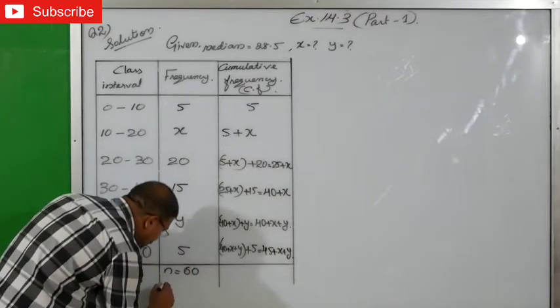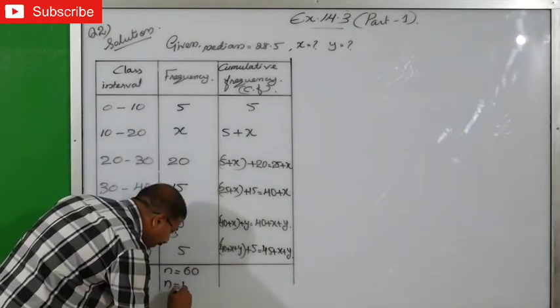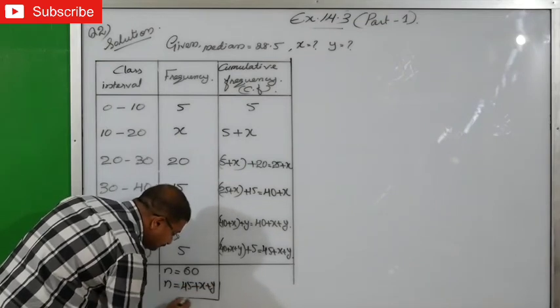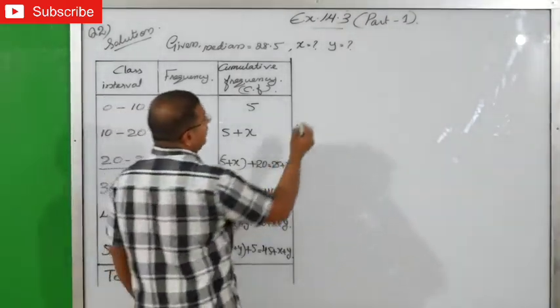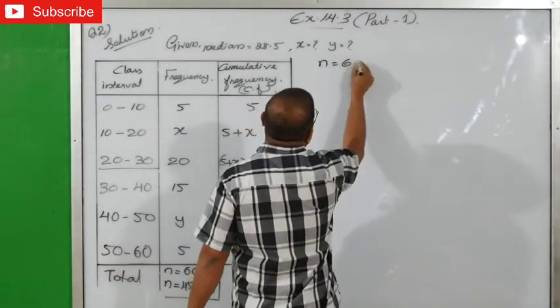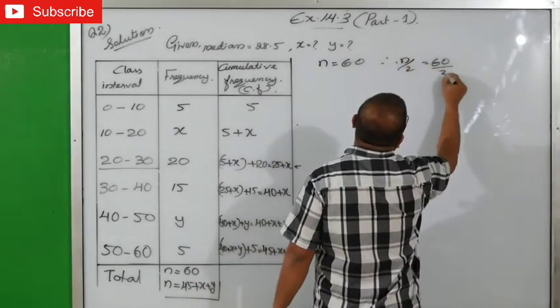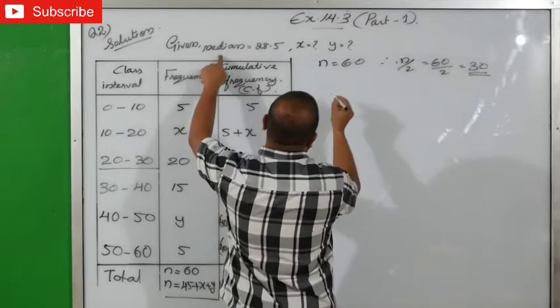Ready? That means we got one more N. What is that? 45 plus x plus y. Ready? So what will we write first? N. N equals 60. Therefore, N by 2 equals 60 by 2 equals 30. But one more is already given. What is that? Median.